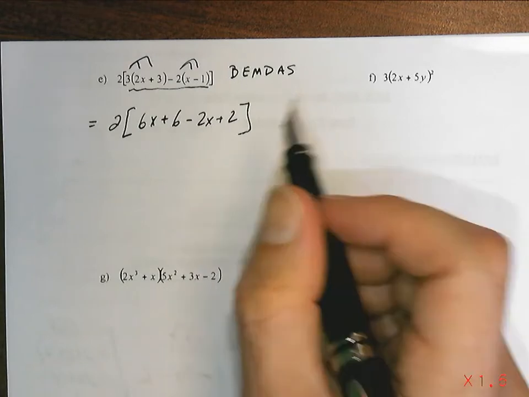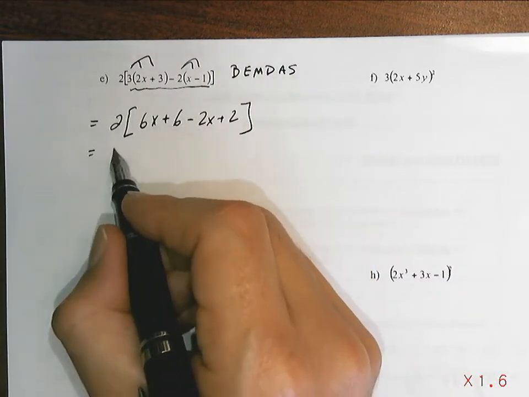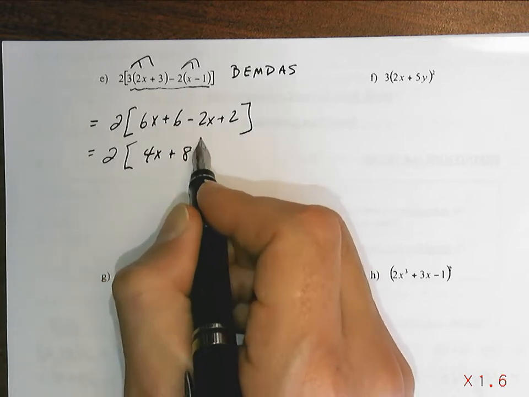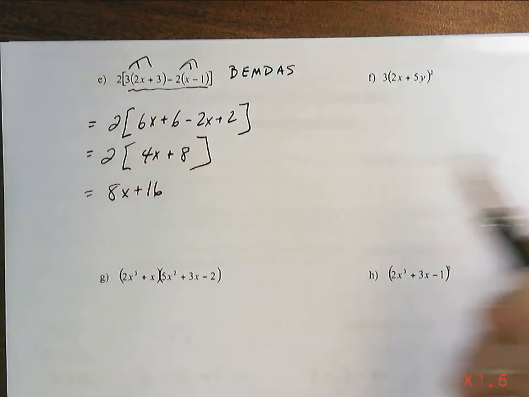Then finally, you have two choices here. You can clean this up first, which would look like this, 4x plus 8, and then take the 2 in, and you get 8x plus 16.